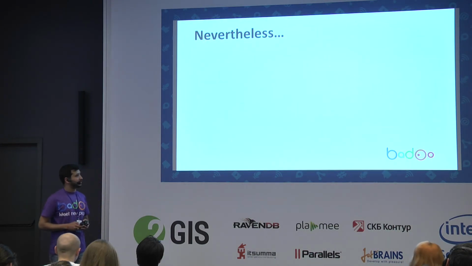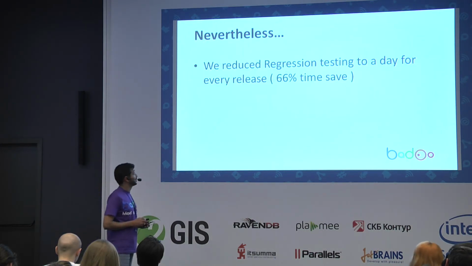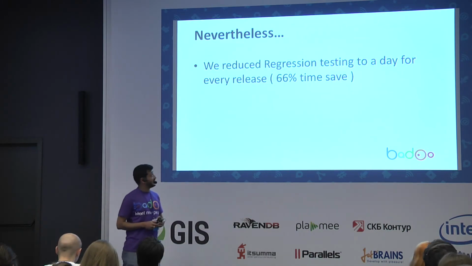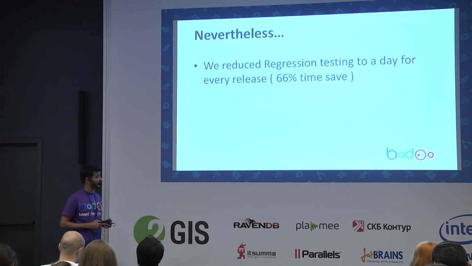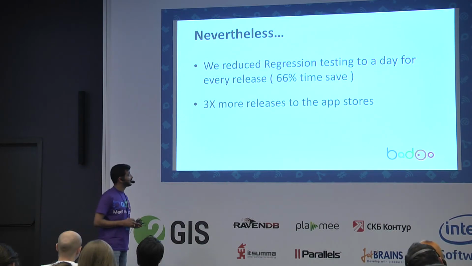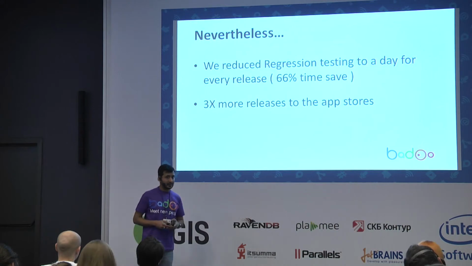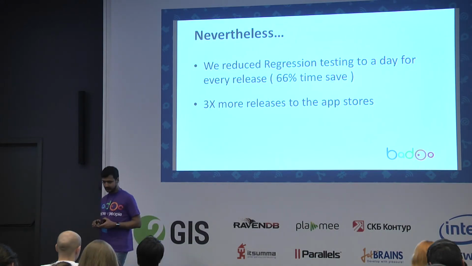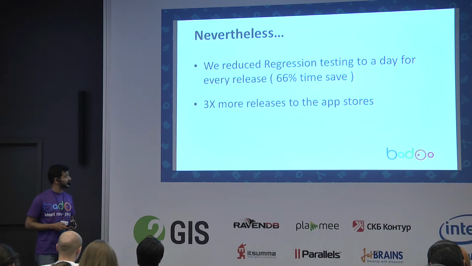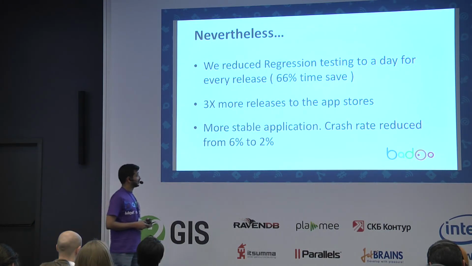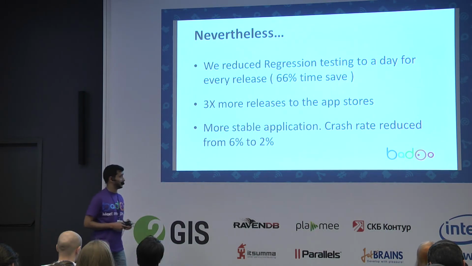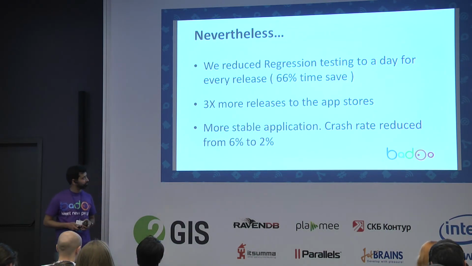Nevertheless, by investing at Badoo, what we achieved is that we reduced our release testing, the regression testing, to a day from 3 days. So we are saving 66% of time for every release, which allows us to release frequently. We tripled the releases from 2 years back, and our applications are more stable. We reduced the crash rate from 6% to 2% from last year.